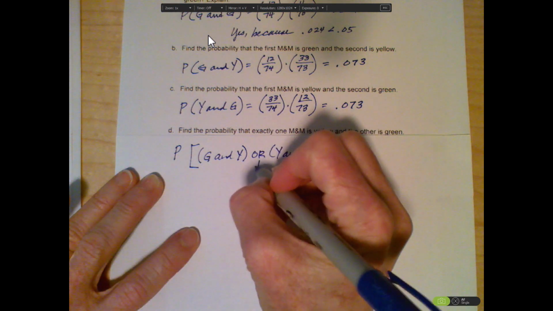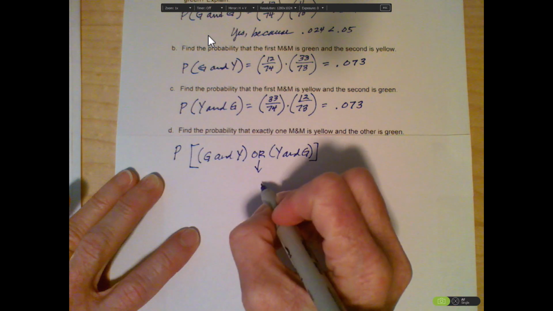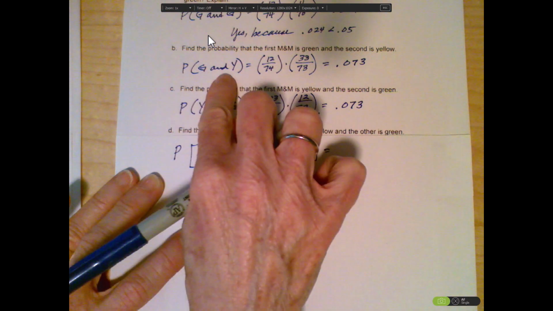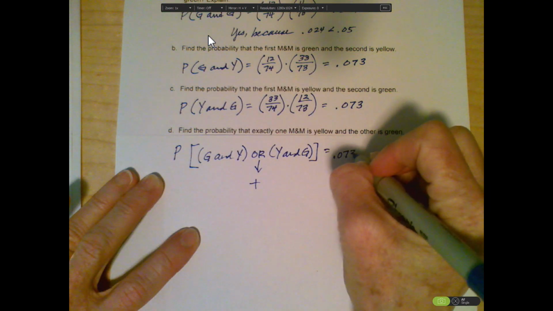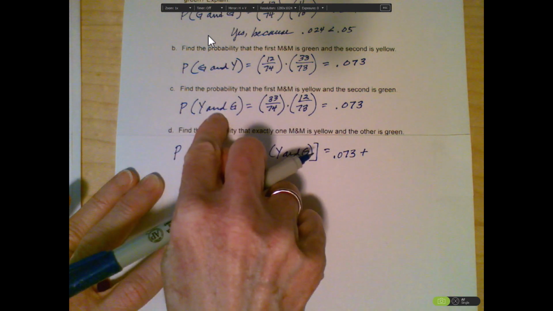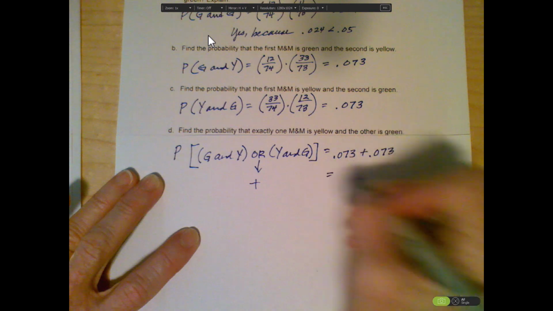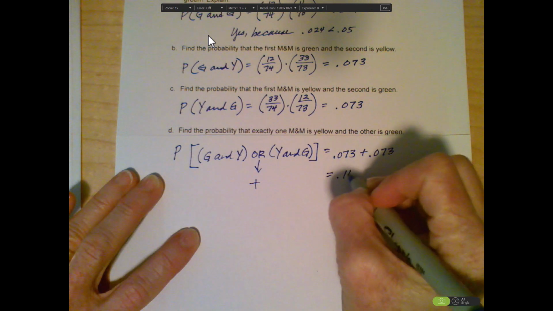Well, remember, OR tells us to do what? Addition, right? And we already have the probability of green and then yellow, that's 0.073, and the probability of yellow and then green, and that's 0.073. So when we add those together, we get 0.146.